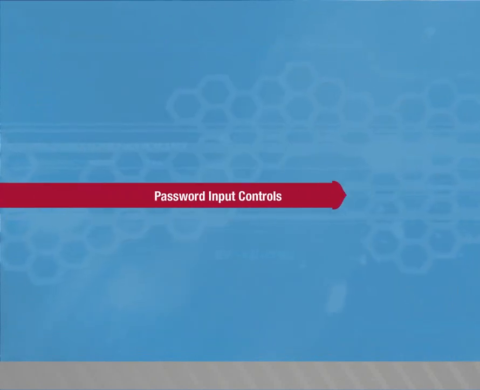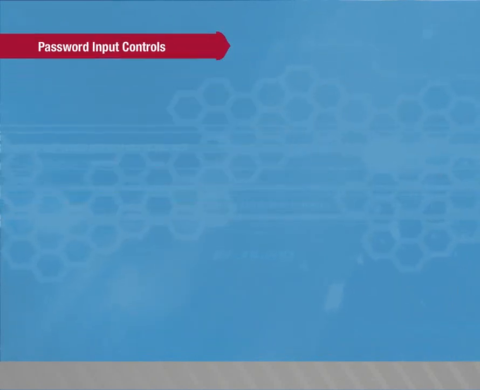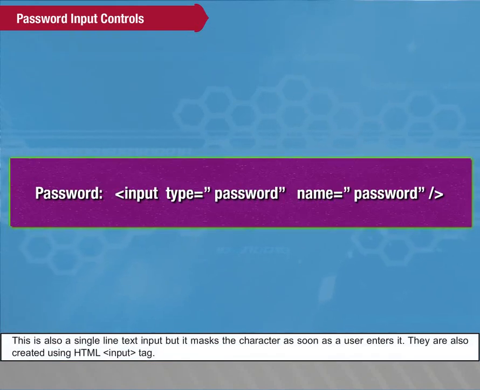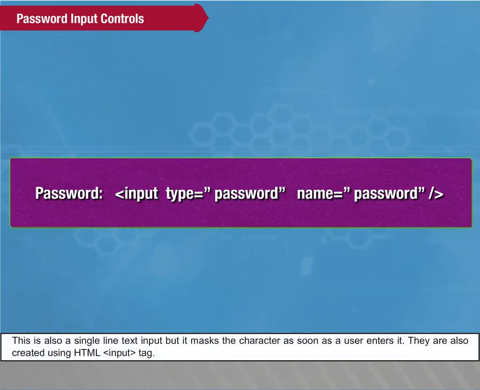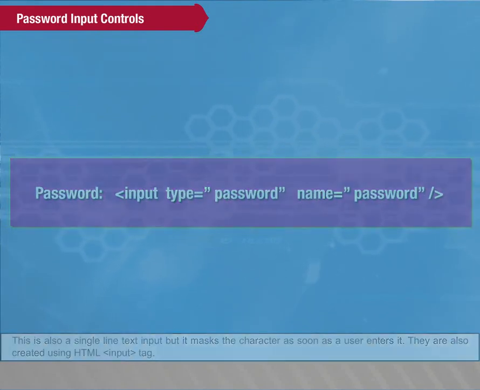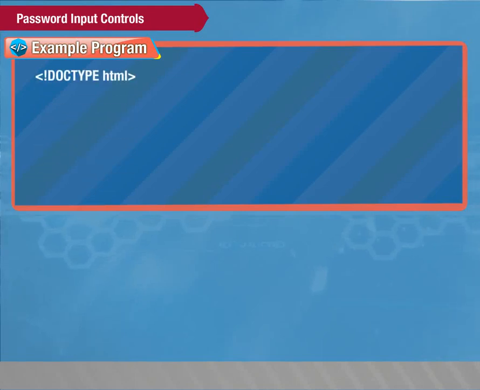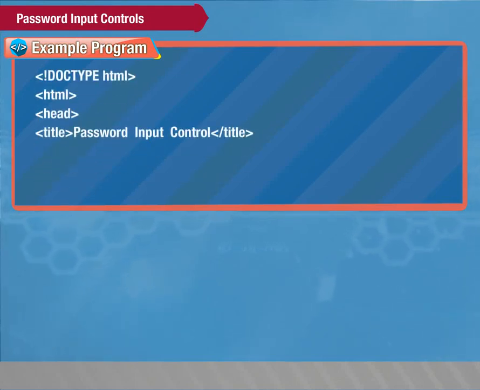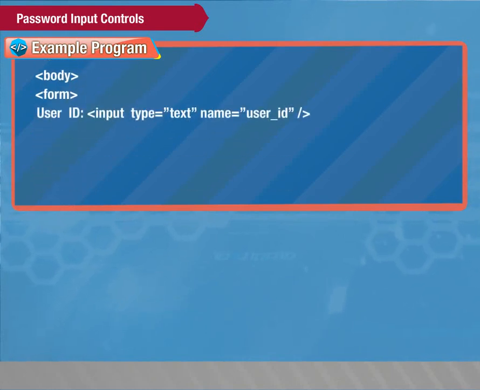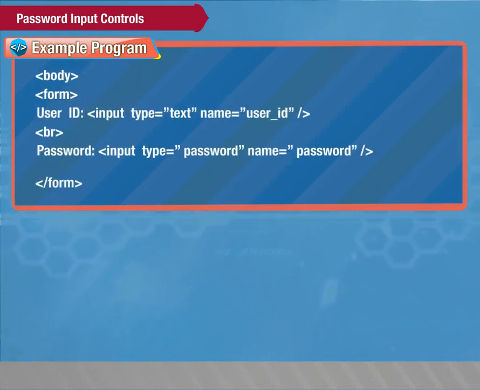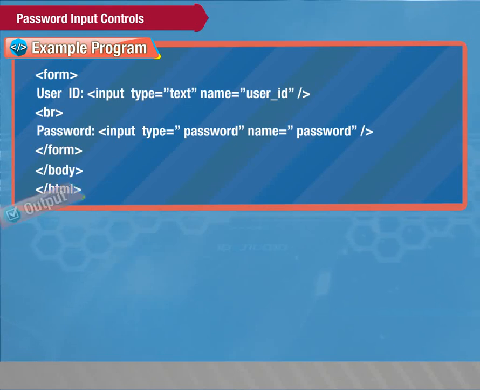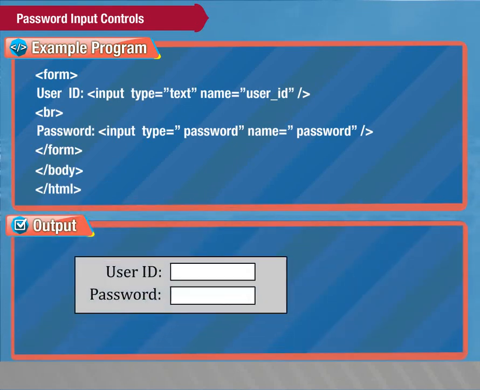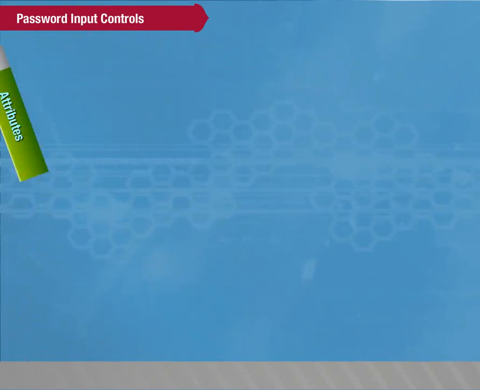Password input controls. This is also a single-line text input, but it masks the character as soon as a user enters it. They are also created using the HTML input tag. Now we can see the example program of password input controls. The output of this program is shown on screen. Attributes.